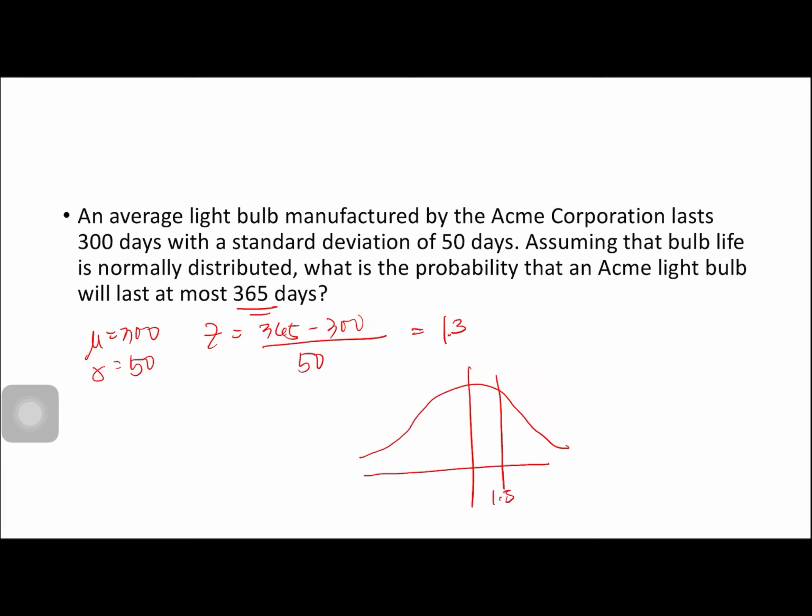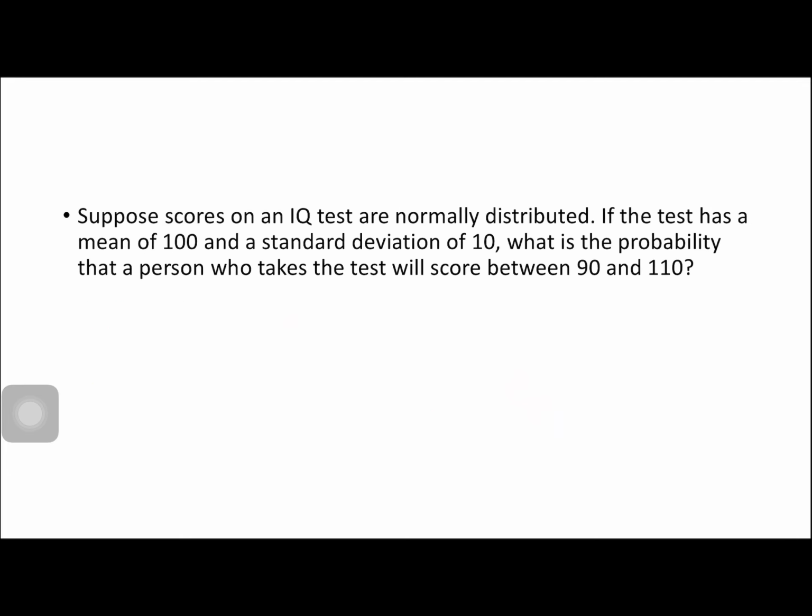So that is positive. So it's located where? At the right. This is 1.3. So at most is 365 days. So that means we need to get the P of 1.3. Okay? You have there 0.9032. Okay? 0.9032. Okay, another one.